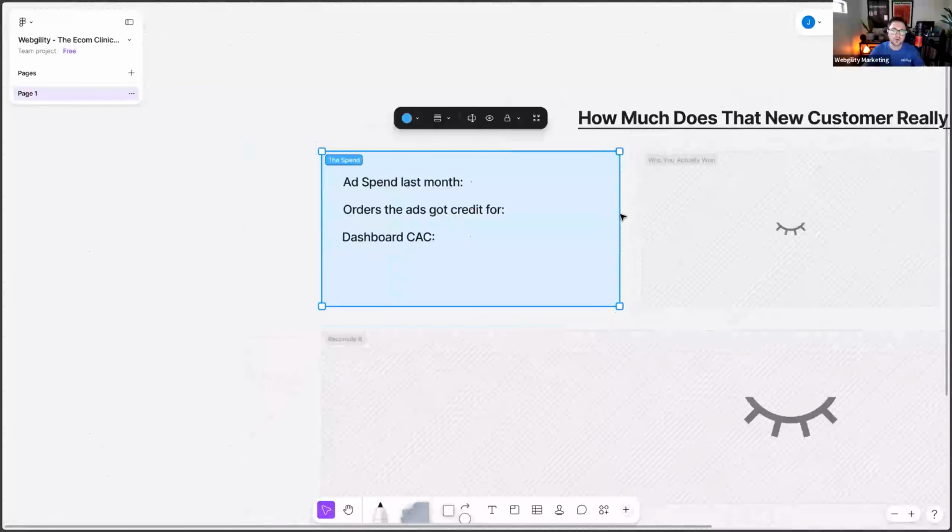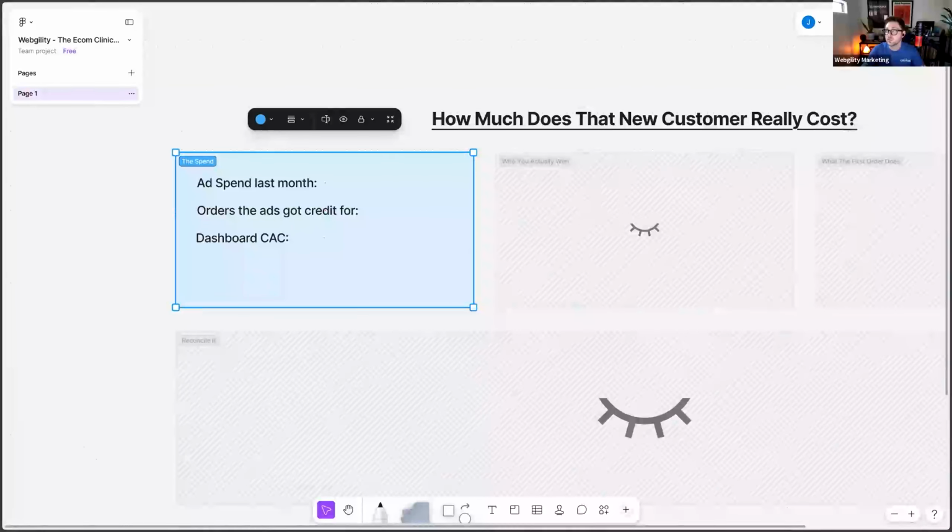So let's start here. How much does that new customer really cost? I think the framing of this question is trying to understand how much you're spending to acquire every single customer that comes through and orders something. It's important to understand what it costs you to acquire every single customer. And when you're spending money on ads, it's really easy to blend that cost across all of your customers rather than the new ones that get acquired from the ads specifically.